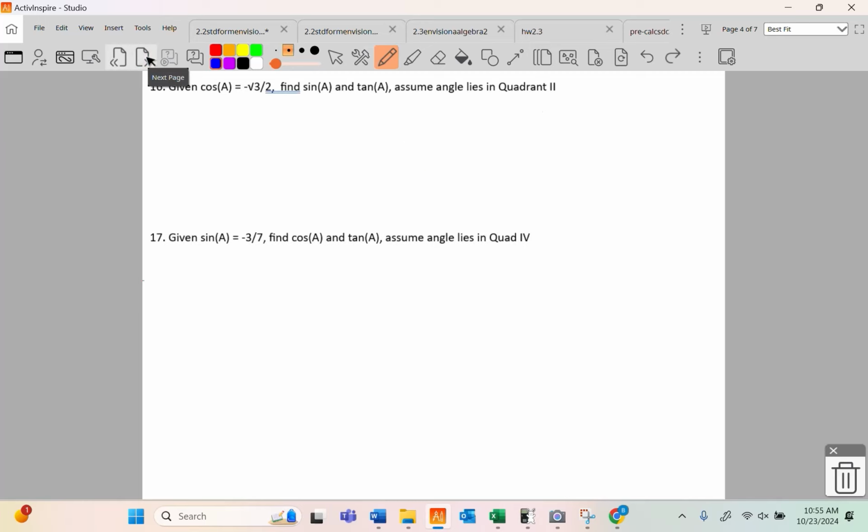All right, one of the trigonometry ones. And pay attention to where these things lie. Quadrant 2, quadrant 4. I'm going to do the quadrant 4 one. You got to understand good old SOHCAHTOA. I'm told that the sine is -3/7. The sine ratio is opposite over hypotenuse, so I have a lineup.